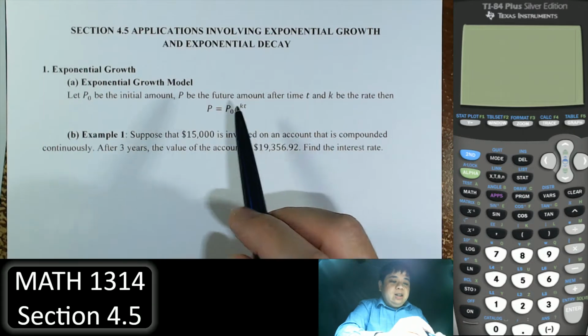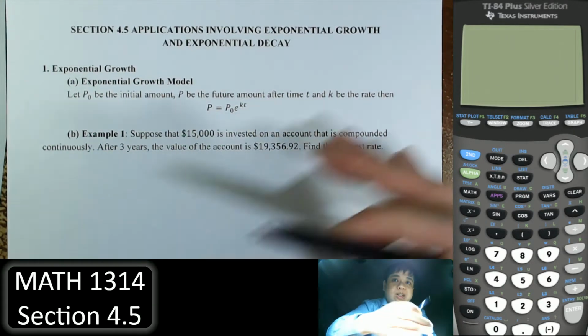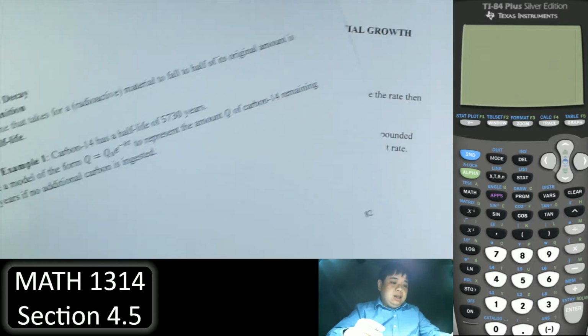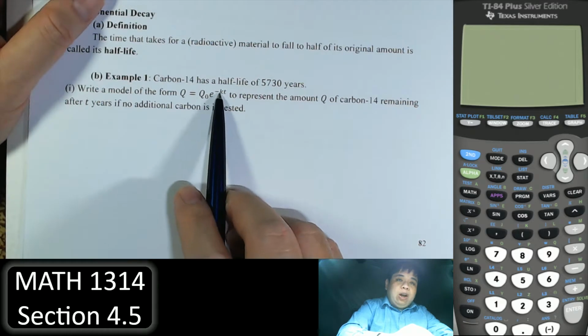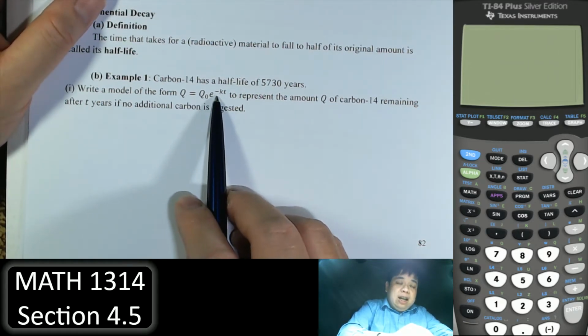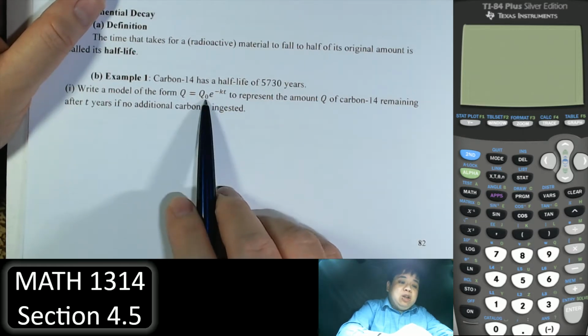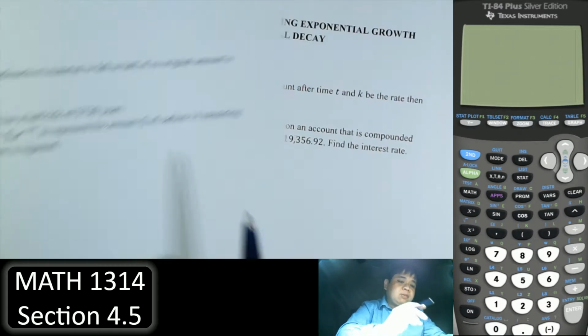So where that is exponential growth, where the rate is positive, so it is increasing, or where it is exponential decay, where the rate k is negative, it is decreasing. We still have initial amount, the final amount, and then the exponential term.